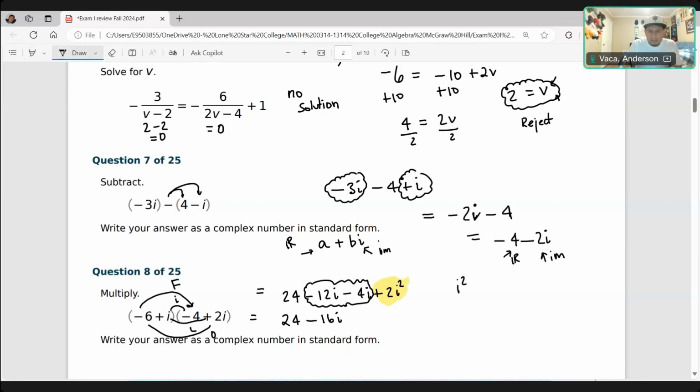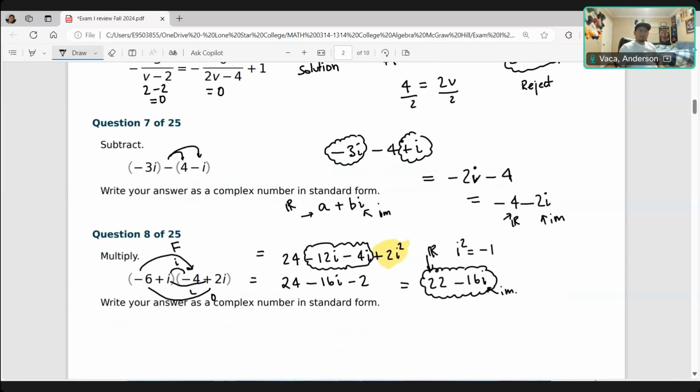By definition, i squared is equal to -1. So therefore, what the i squared does, it switches the sign on that +2 to a -2. That's it. 24 minus 2 is 22 minus 16i. And of course, this is in standard form. The real part, and then the imaginary part last. Hopefully I didn't screw that up. And let's move on to the next set of examples.